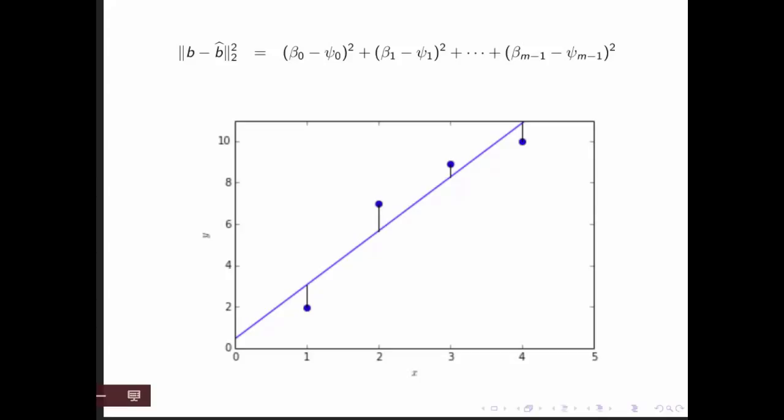Now, that's probably easier to figure out if you look at this picture right here. We saw that the points on the line have y coordinates equal to the vector that is the projection onto the column space of A. Each of these terms here is this difference right here. So what we're doing is we're summing the squares of these differences, and then we try to minimize that. And the line that minimizes that is the line that comes from solving the linear least squares problem.